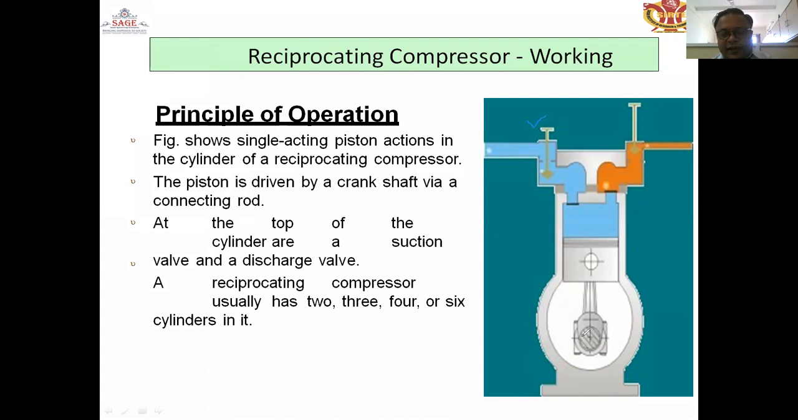After that, when the crank rotates further, the piston moves from BDC to TDC, and there will be a compressing process. It is done by the polytropic process. When the compression is completely done, the air will be discharged through the delivery valve. This is a single acting piston action in the cylinder of a reciprocating compressor. The piston is driven by a crankshaft through a connecting rod. At the top of the cylinder are a suction valve and a discharge valve. Here it is called the inlet valve and this is called the discharge valve.